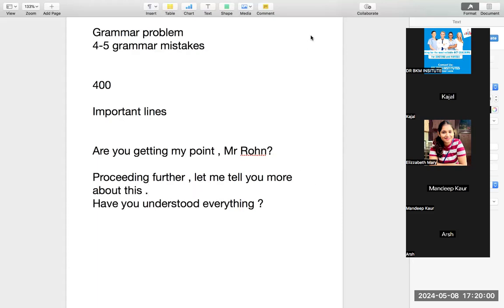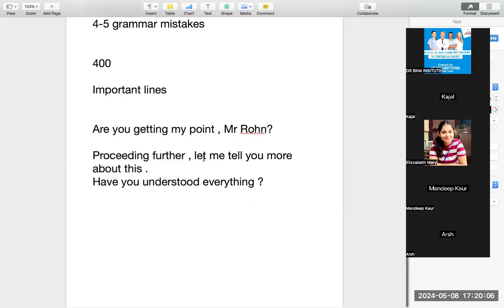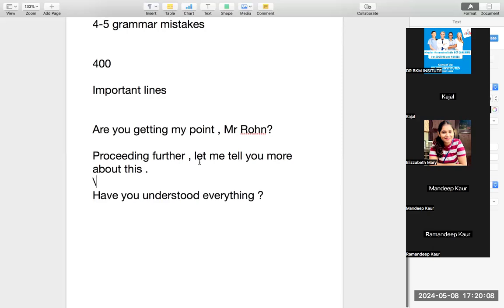Remember this line, write these lines. Write these lines 10 times. If you are having problem in speaking, write these lines 10 times. Let me tell you more about this. So once you have told, then you talk more about this. Then you say, okay, have you understood everything?